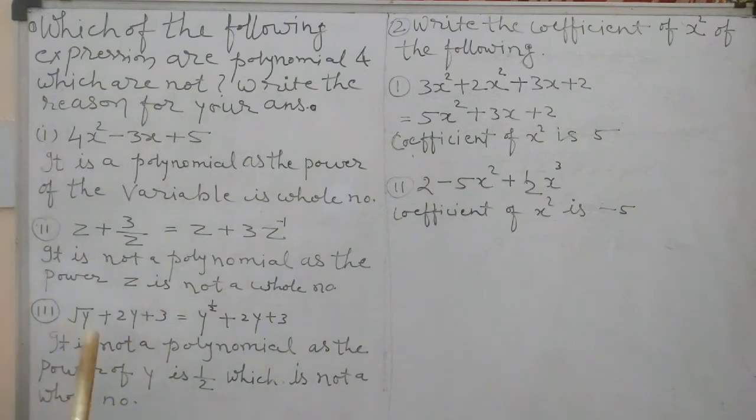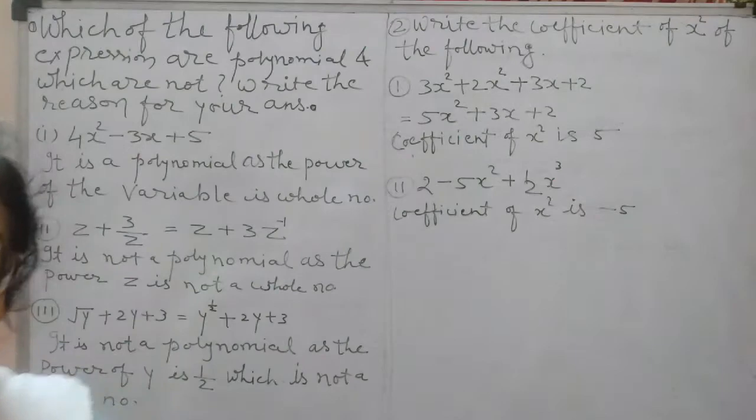Now the third is square root y plus 2y plus 3, and we know that square root of y means y to the power 1 by 2. So it is y to the power 1 by 2 plus 2y plus 3. It is not a polynomial as the power of y is 1 by 2, which is not a whole number.